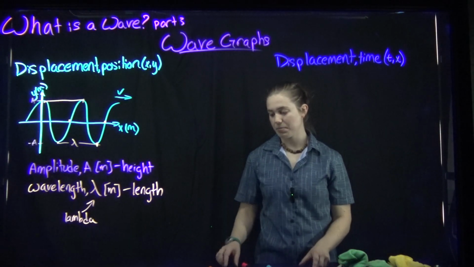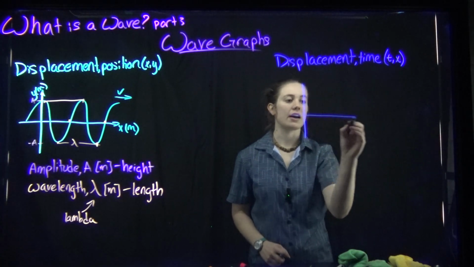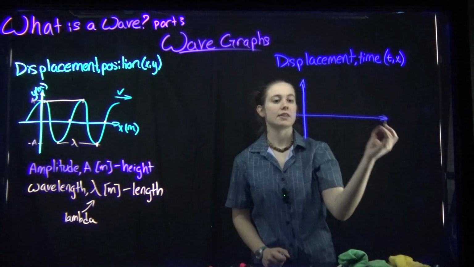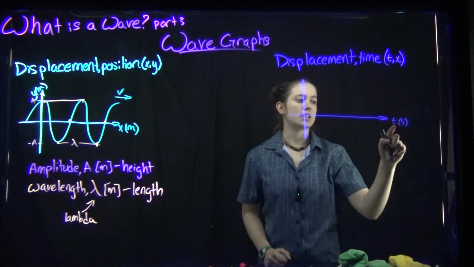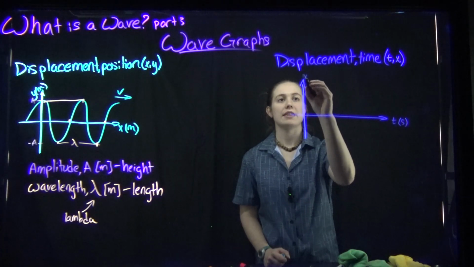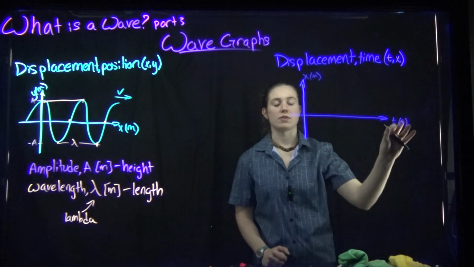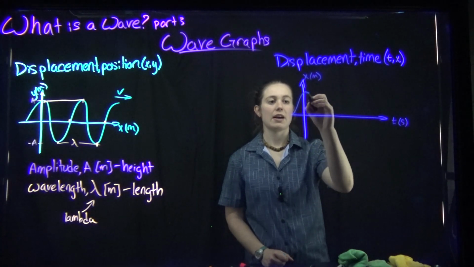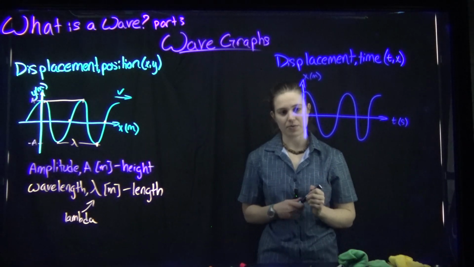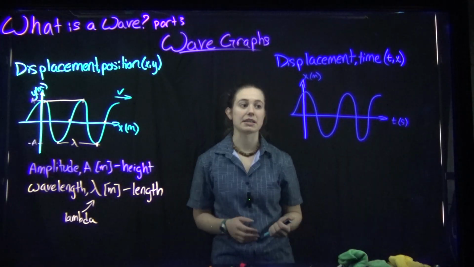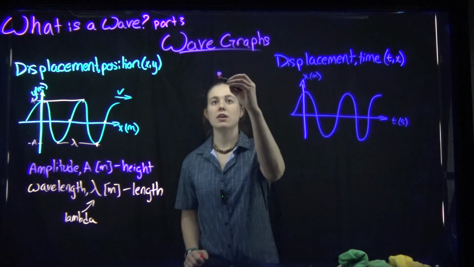All right, so on our displacement versus time graphs, we have our axes, but this now is time, T, in units of seconds, and this is X in units of meters. So we have displacement over time. And our graph is going to look like this. So it looks essentially the same as that graph does.